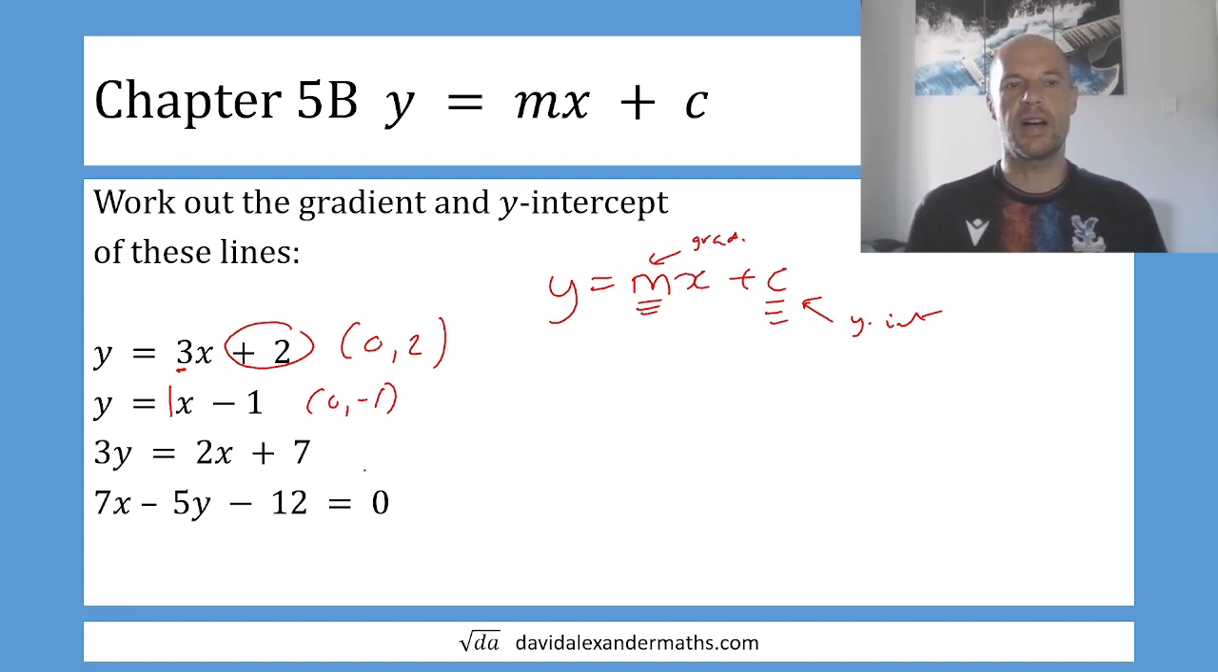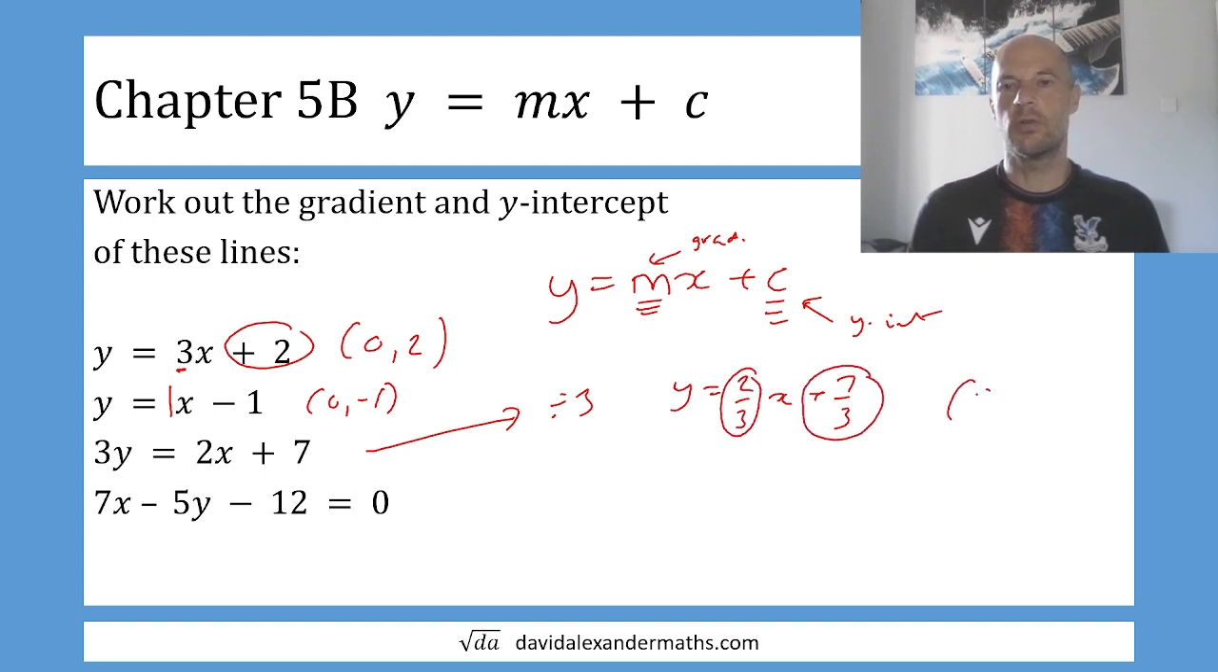Here we've got 3y. So what we need to do is divide through by 3. If I divide everything by 3, I'm going to get y is 2/3 x plus 7/3. We can leave it as fractions, so the gradient is 2/3, the y-intercept is positive 7/3, or the coordinate (0, 7/3).